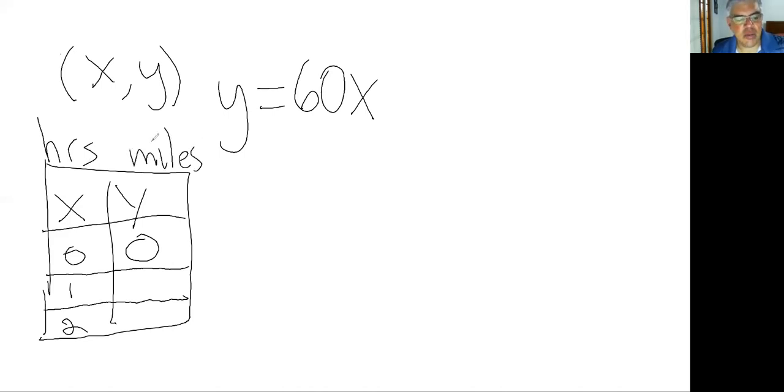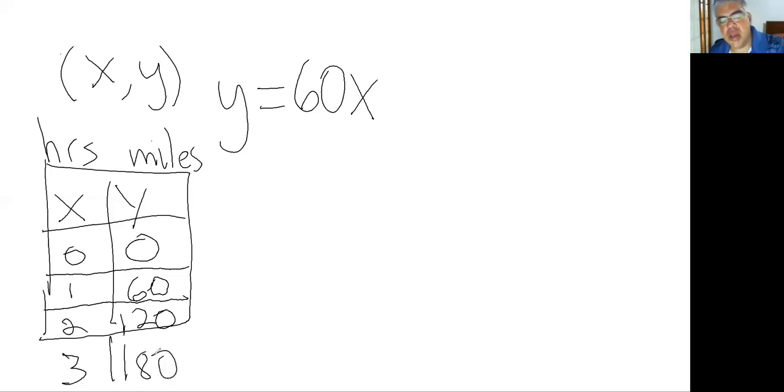Okay, what about when x is 1? It would be 60 times 1 to find y. So when x is 1, y is 60. And when x is 2, 60 times 2, that's 120. Obviously, if we are going 120 miles in 2 hours, it is the same as saying 60 miles in 1 hour, 120 in 2, 180 in 3, and this is a pretty basic function.